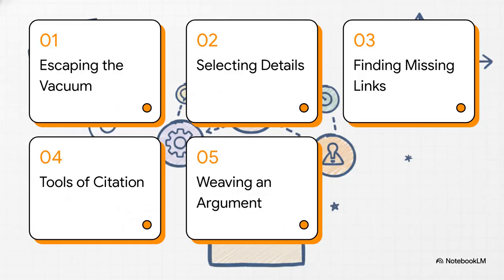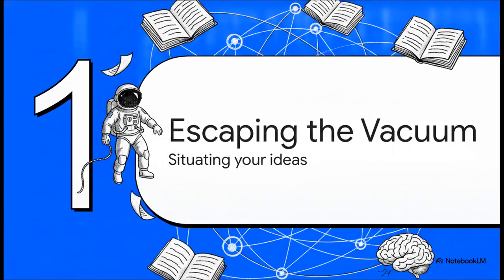Here's our roadmap for this explainer. 1. Escaping the writing vacuum. 2. Selecting the right details. 3. Finding the missing links. 4. The tools of citation. And finally, weaving a cohesive argument. Let's get into it. Part 1. Escaping the writing vacuum and situating your ideas.